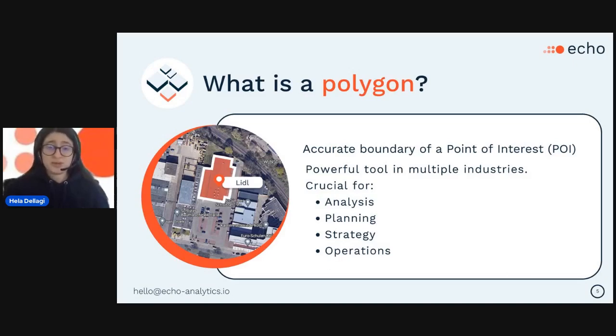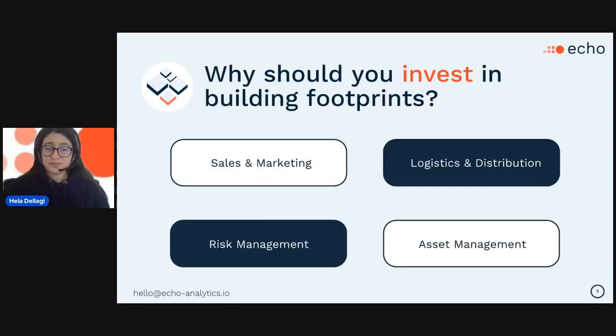As you can see here in the image, you have your point, which is one latitude and longitude, and what's around it is your polygon. And as I imagine, most of you who are interested in commercial POIs, like in our case at Eco Analytics, will be mostly interested in building polygons. So why are building polygons so important? They can bring value to any industry.